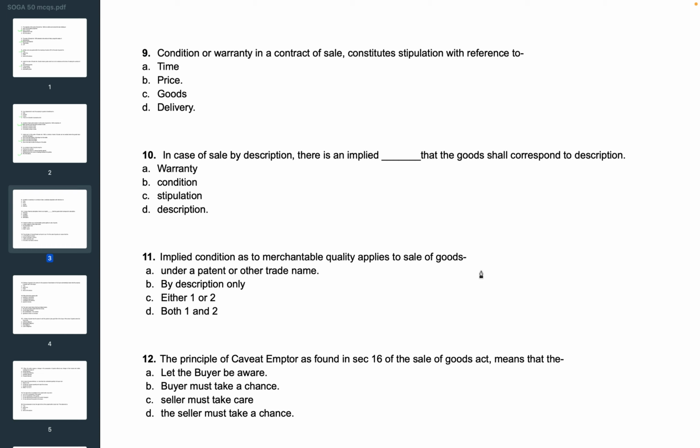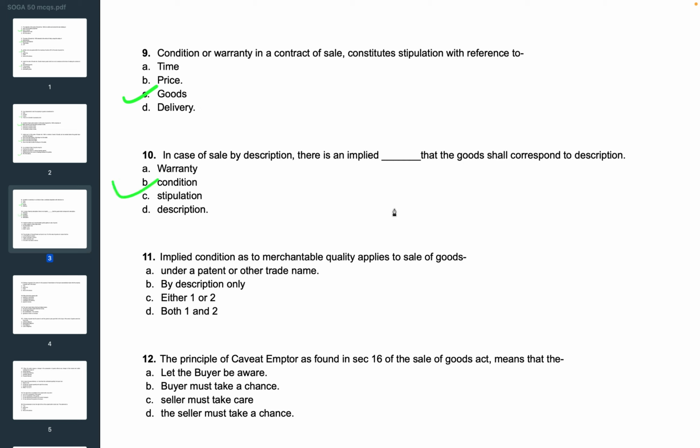Next question. Condition or warranty in a contract of sale constitutes stipulation with reference to A. Time, B. Price, C. Goods, D. Delivery. The correct answer is C. Goods. Next question. In case of sale by description, there is an implied dash that the goods shall correspond to description. A. Warranty, B. Condition, C. Stipulation, D. Description. The correct answer is B. Condition.